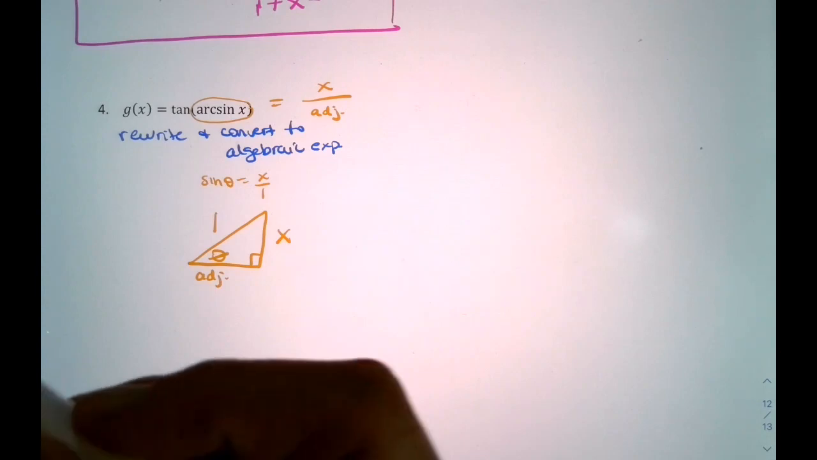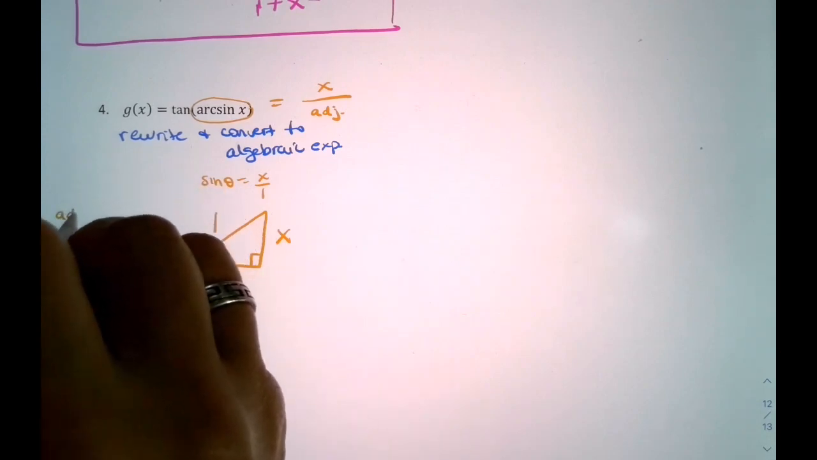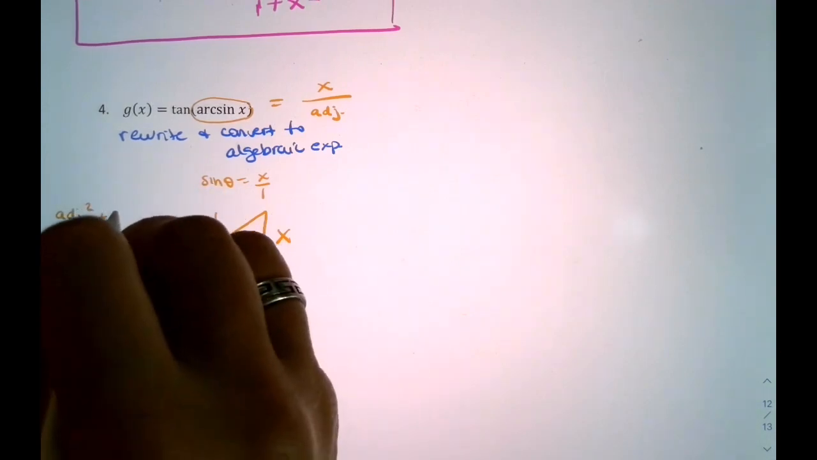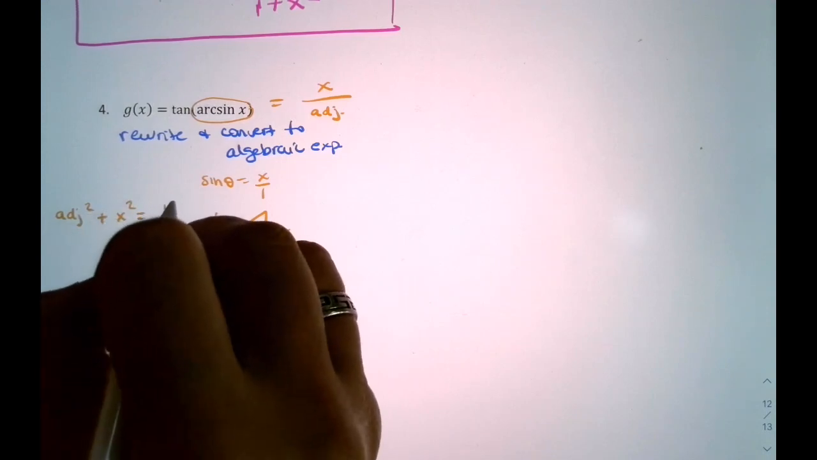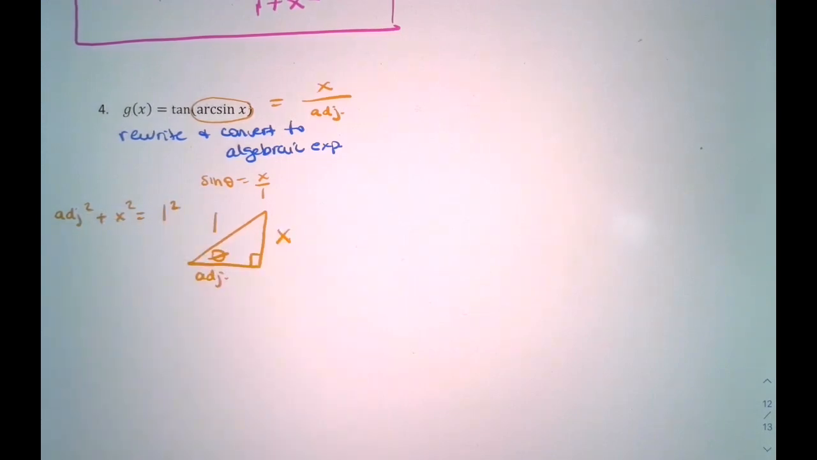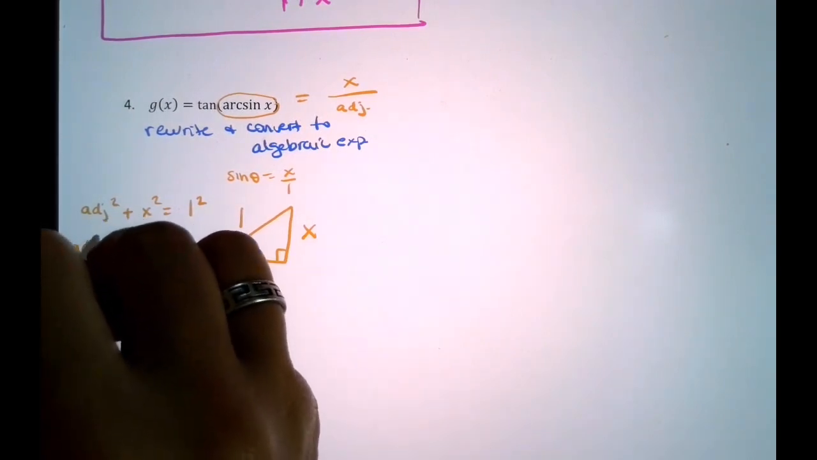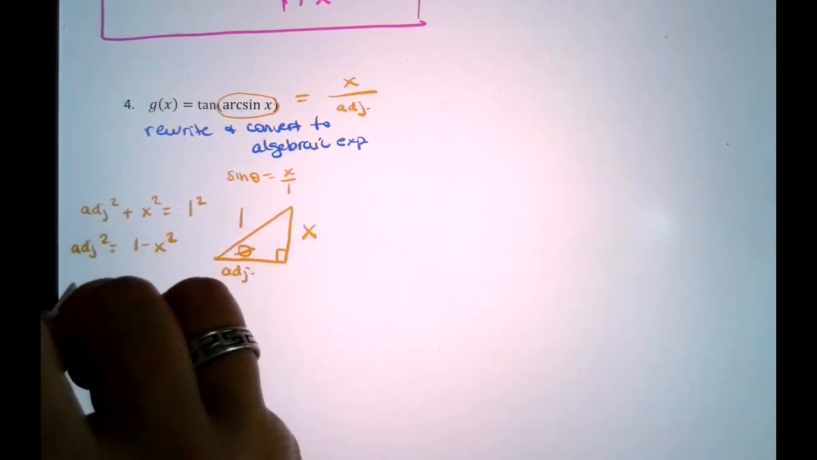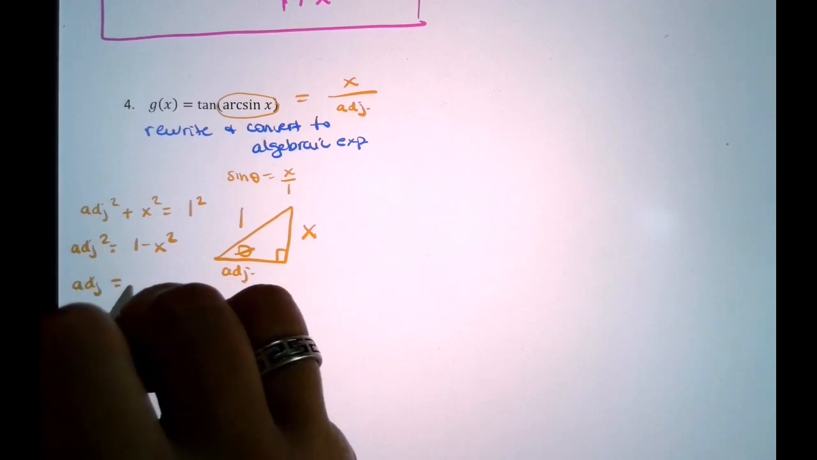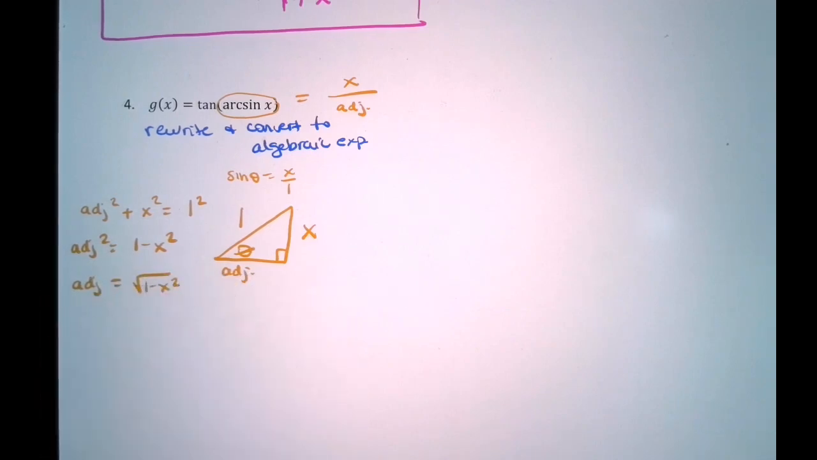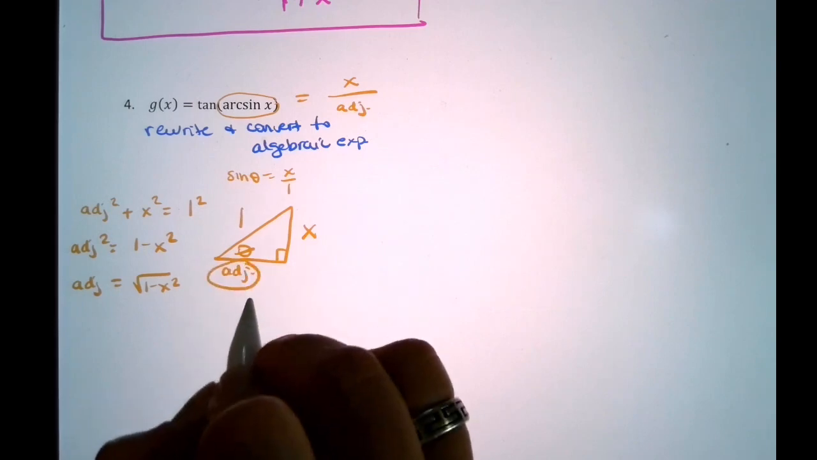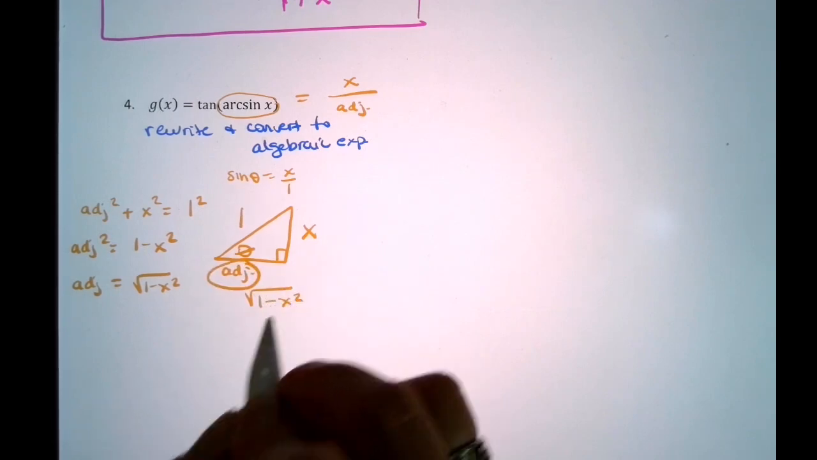Like, this is kind of cool that you can do that. I can take one leg squared, add it to the other leg squared, and set it equal to the hypotenuse squared. I will solve for the adjacent side. And again, I'm going to be taking the square root and only choosing the positive expression since I have a freestanding triangle.